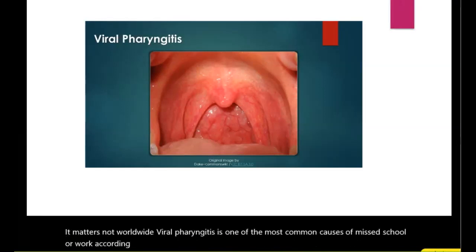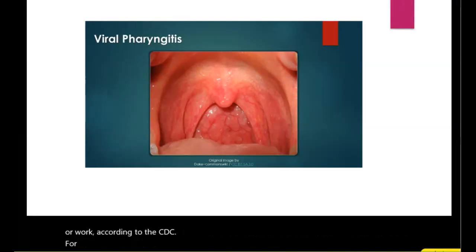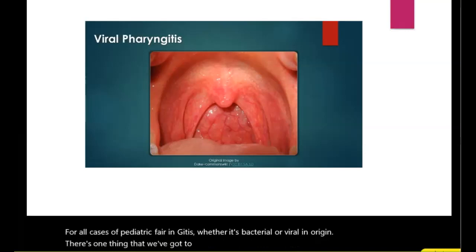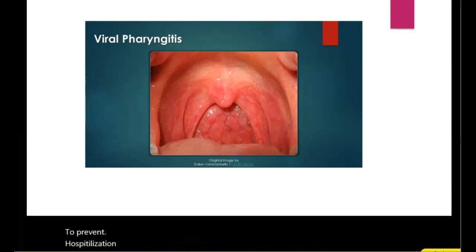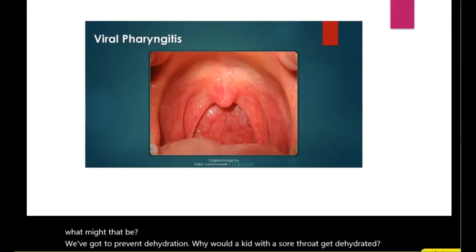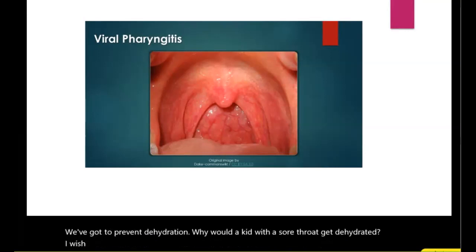For all cases of pediatric pharyngitis, whether it's bacterial or viral in origin, there's one thing that we've got to do to prevent hospitalization. What might that be? We've got to prevent dehydration. Why would a kid with a sore throat get dehydrated? I wish I could talk back. It hurts. They don't want to drink.